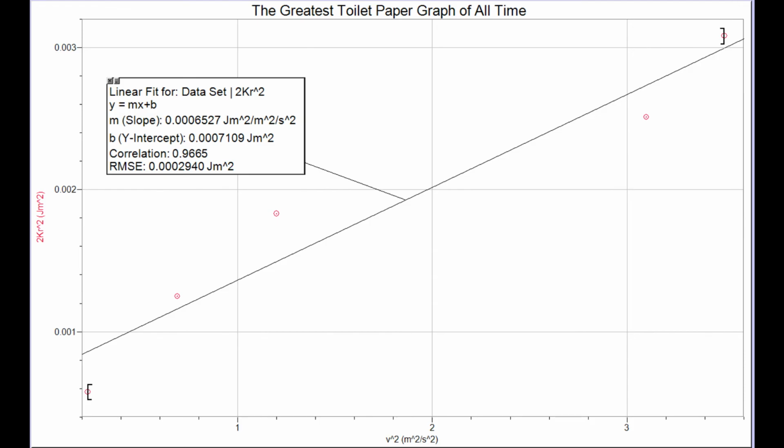Okay, let's take a step back and look at this graph one more time. So what can we see from this graph? Well, on our y-axis, we have 2K over r squared with the units joules per meters squared, because joules as in kinetic energy, meters squared because radius is measured in meters. On our x-axis we have velocity squared, and velocity is meters over seconds, so velocity squared is meters squared over seconds squared.